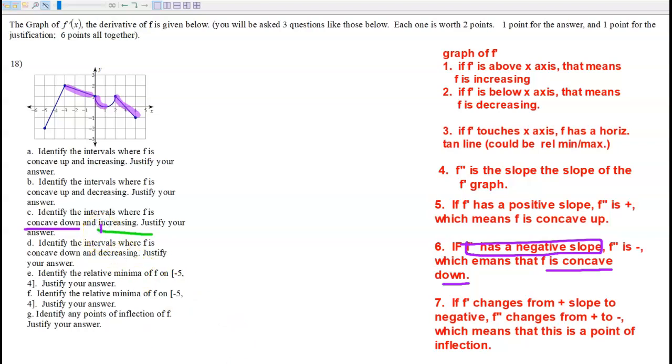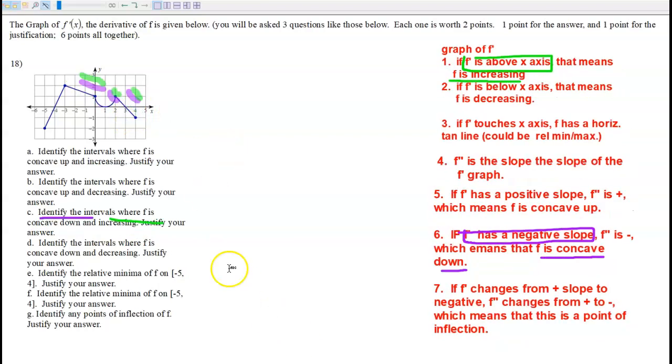Next, we want to find where f is increasing. F is increasing anytime f prime is above the x-axis. So that would be here, here, and here. And the only part that would be excluded that we've already highlighted purple would be this part down here.